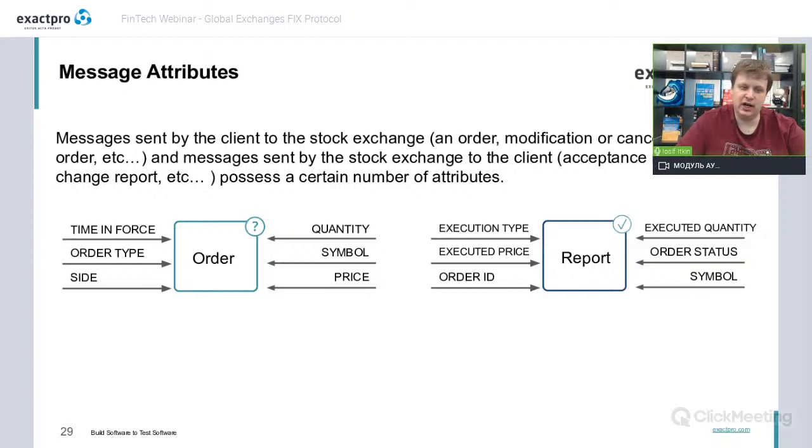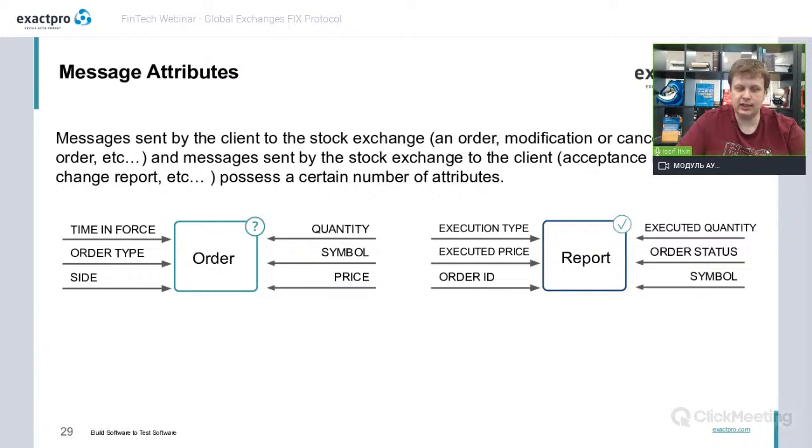It can be FIX, it can be other interfaces. And they need to deliver certain information to each other. For example, if one computer is trying to request a trade, so it is sending an order, and order has various attributes. For example, side, it can be buy or sell. So whether we are trying to buy securities or other financial instrument or sell.